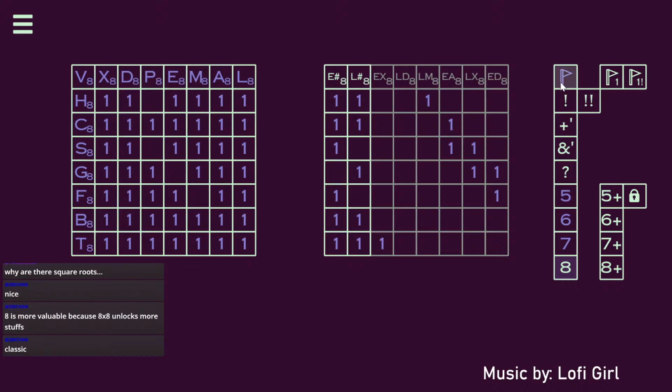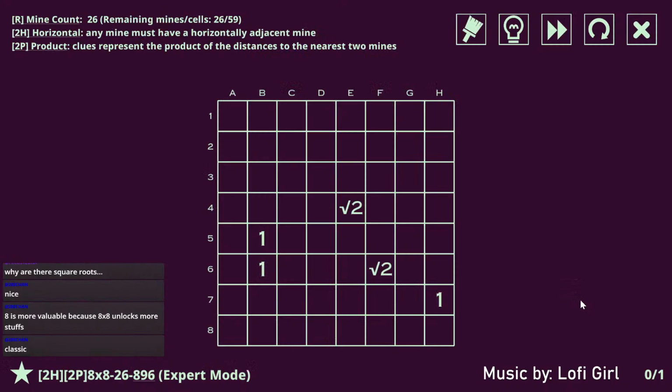Okay, C and D. Let's just do one by one. I kind of don't trust this button to give me all the incomplete genre combos. So I'm just gonna click them one by one. Let's do horizontal product.